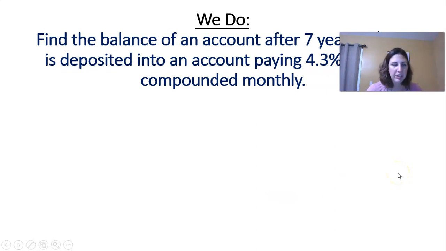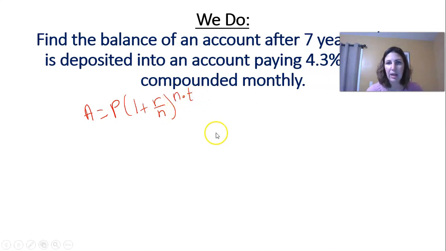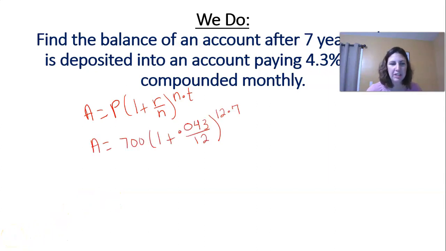Let's do one more. So I want you guys to take a minute, see if you can go ahead and plug it into the formula. Go ahead and pause the video, try this one and see what you get. Hopefully you set it up correctly and your problem looks like this. You were able to move the decimal point over 2 places to the left to get an interest rate of 0.043. You were able to compound it monthly, which means it was going to calculate that interest 12 times a year. And then your balance, what your starting amount was, 700.